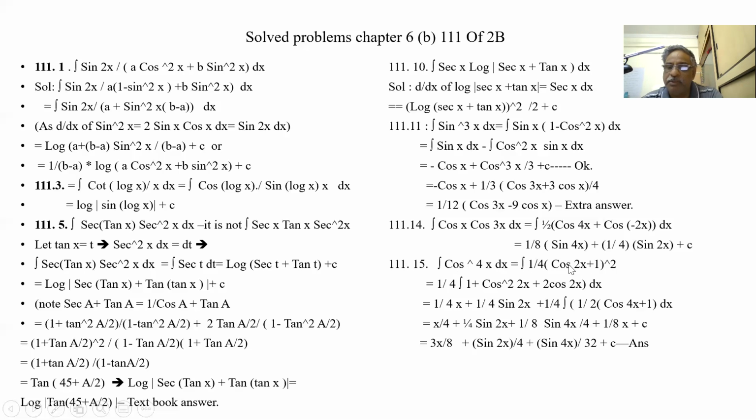When I expand this, what I am getting is 2 cos squared x minus 1. Minus 1 plus 1 can cancel. 2 cos square x whole square is 4 cos to the power of 4x. But here we have cos to the power of 4x, so 1 by 4 has come here.